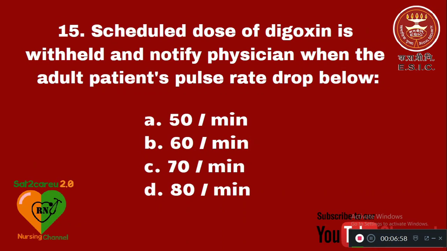Question number 15. Scheduled dose of digoxin is withheld and notify the physician when the adult patient's pulse rate drops below option A 50 per minute, B 60 per minute, C 70 per minute, and D 80 per minute. When the patient's pulse rate reaches 60 per minute, then we can withhold the digoxin. Option B is the right answer.